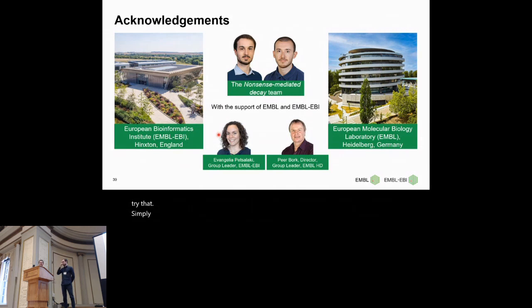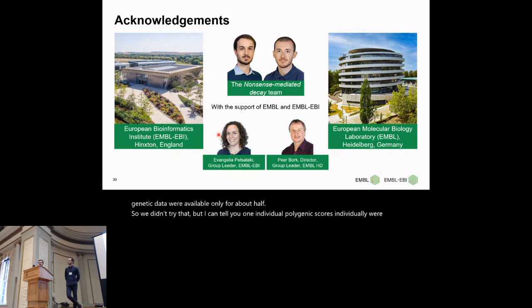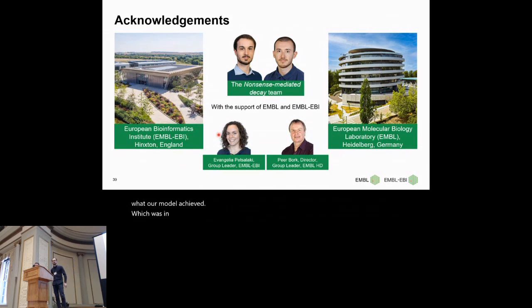Simply because for the challenge we had to give a prediction for all of the samples, and the genetic data were available only for about half. So we didn't try that. But I can tell you the individual polygenic scores were already ranked by their predictive performance, and the top was 0.736, so much lower than what our model achieved. Which was in line with your baseline.